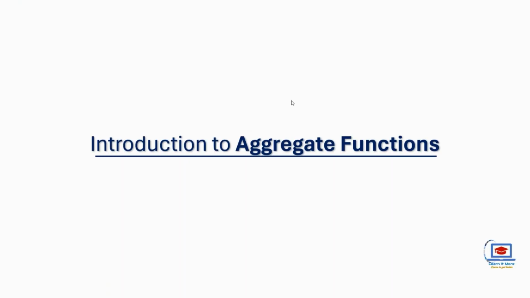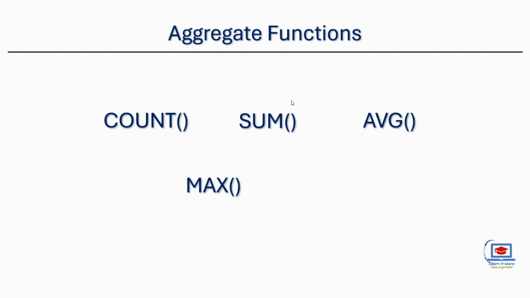Aggregate functions are like the mathematical wizards of SQL. They perform operations on a set of values to give you a single result. Here are some of the most common ones we'll be covering today. Count, sum, average, max, min. Let's look into these one by one.